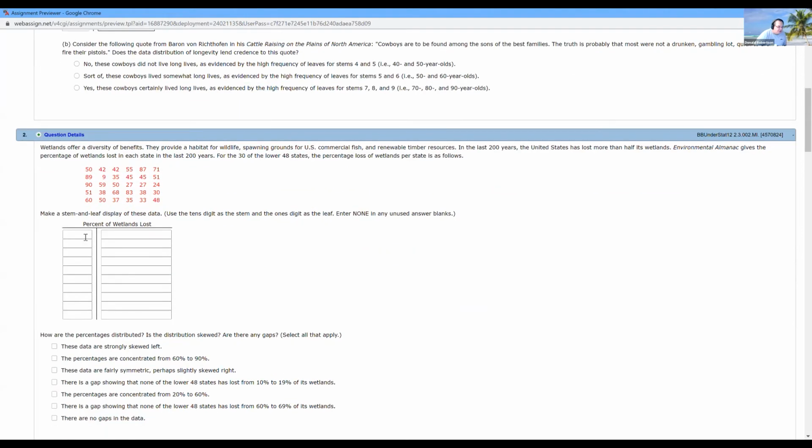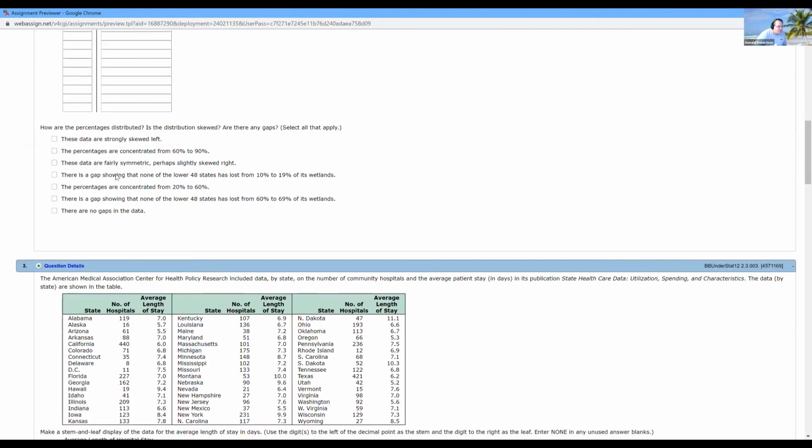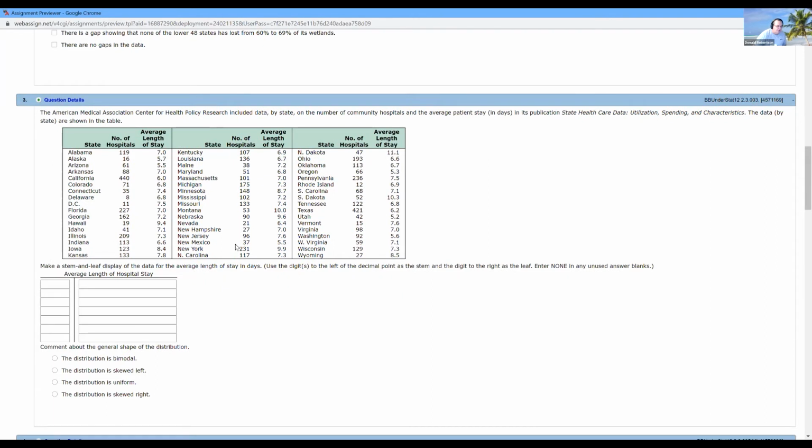Can you imagine making a stem and leaf with this one, and then you type in some choices? And this one looks horrendous, but you're only going to do a stem and leaf for the length of stay. So here you take the average length of stay. And when you do the stem and leaf, what do the numbers look like? Well, when you look at this data, do you see that they're all quite small and decimals? So my stem would probably be, what's the smallest number here? Is there a 2 point something anywhere?